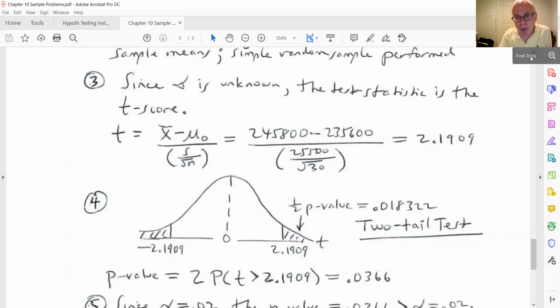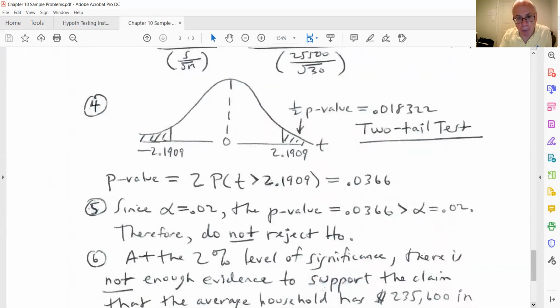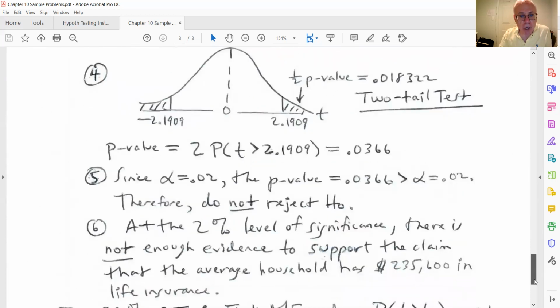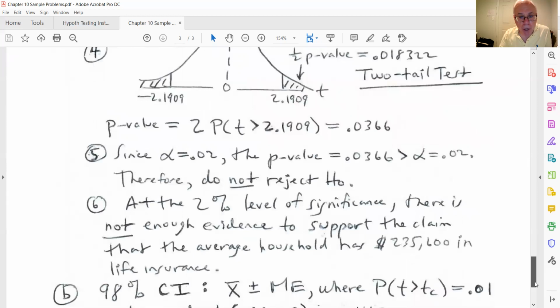I picked alpha equal to 0.02 for a reason. Because if you forgot to multiply by 2, your decision is to reject the null hypothesis. But if you multiply this area by 2, then you're not going to reject the null hypothesis because the p-value is bigger than alpha. All right. So our decision is not to reject the null. And then the decision is at the 2% level of significance, there's not enough evidence to support the claim that the average household has $235,600 in life insurance.